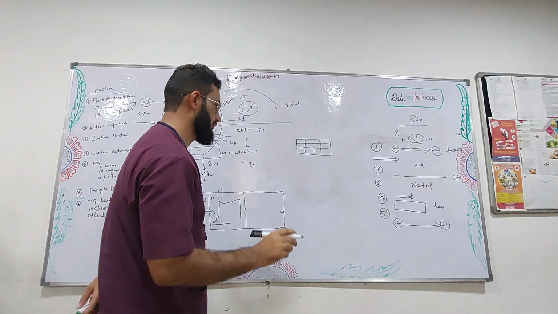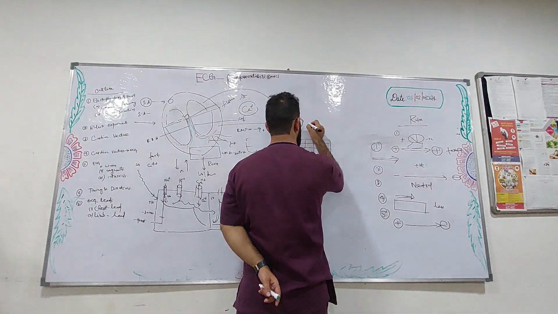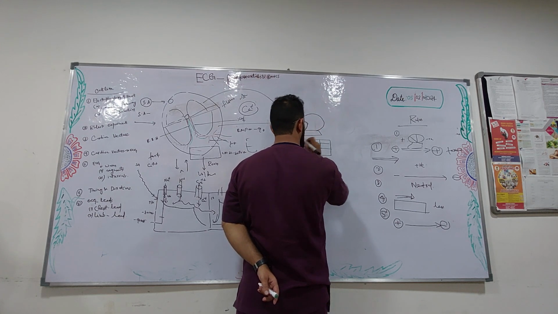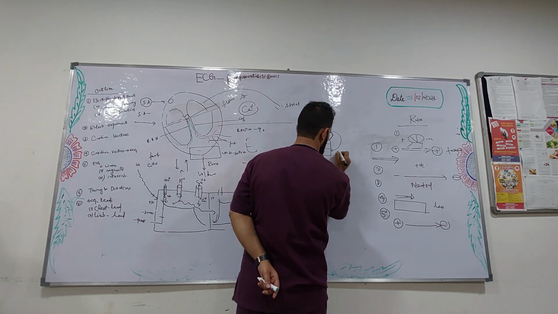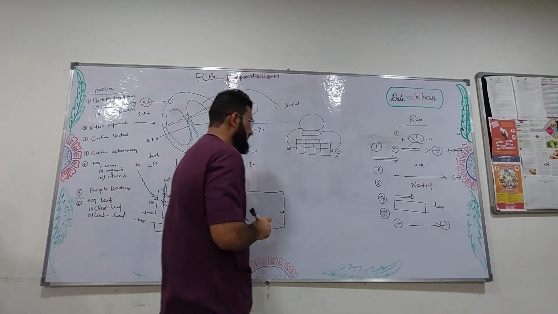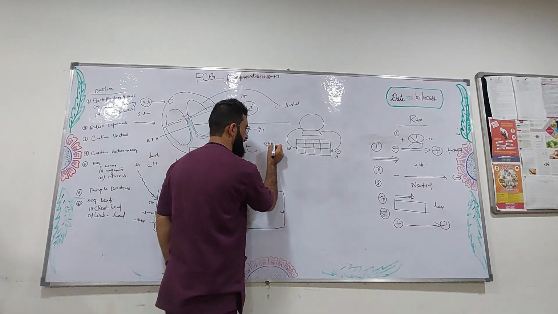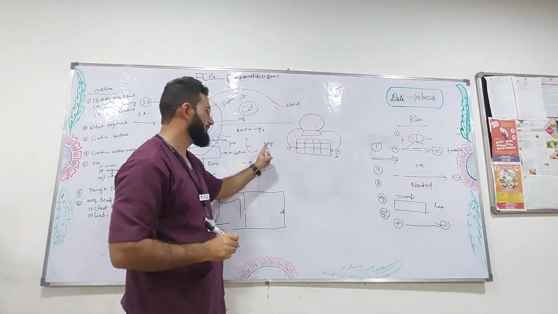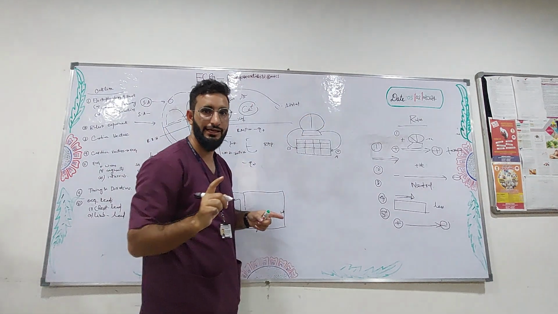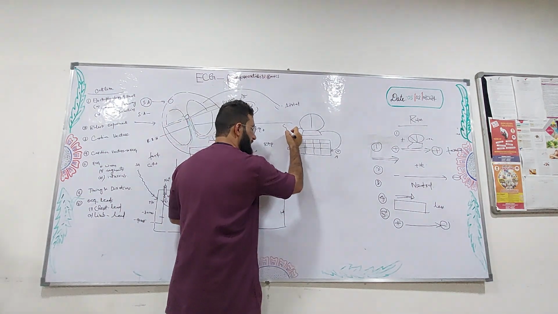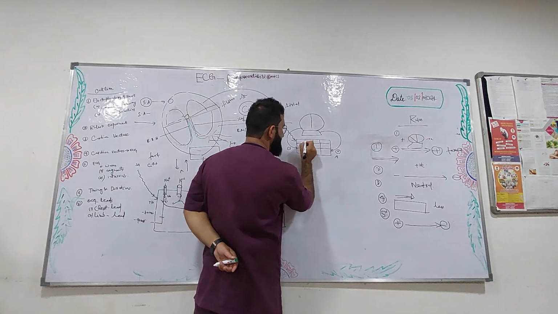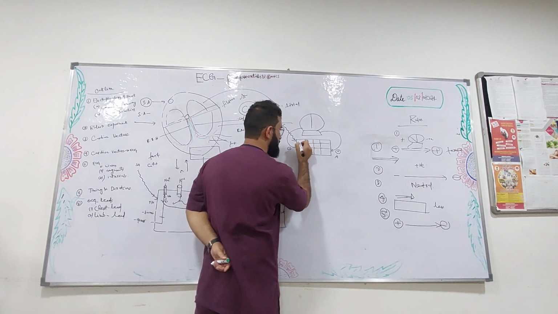I will take one piece of myocardium and apply a galvanometer on it, with a positive terminal and a negative terminal. When this myocardium is at resting membrane potential, the deflection is neutral. When there is an appropriate stimulus, this cell will get depolarized.